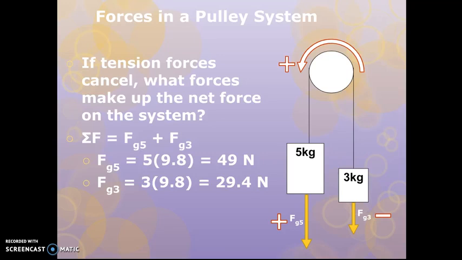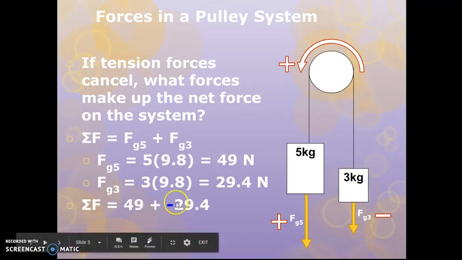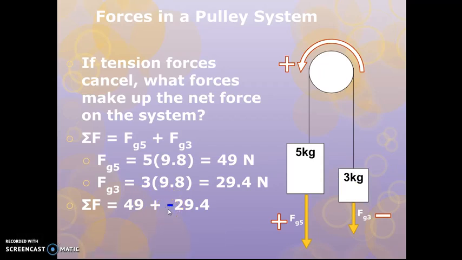49 newtons for the 5 kilogram mass, 29.4 newtons for the 3 kilogram mass. When you plug them into your equation, you have to make sure you put in this negative value for the 29.4 newtons, because that was going in the clockwise direction, and we made counterclockwise positive. So our net force on this system is 19.6 newtons.